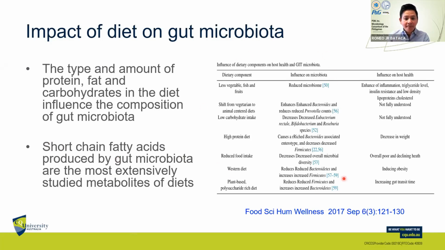This table summarizes some of the studies showing the influence of diet on gut microbiota and on host health. For example, a high protein diet increases Bacteroides and decreases Firmicutes, causing a decrease in body weight. Western diet, which is composed of high fat, high carbohydrate diet, causes the opposite effects.